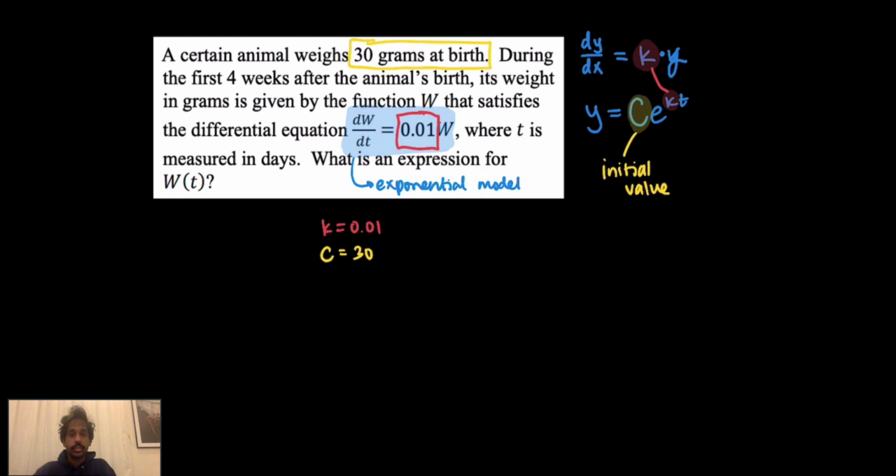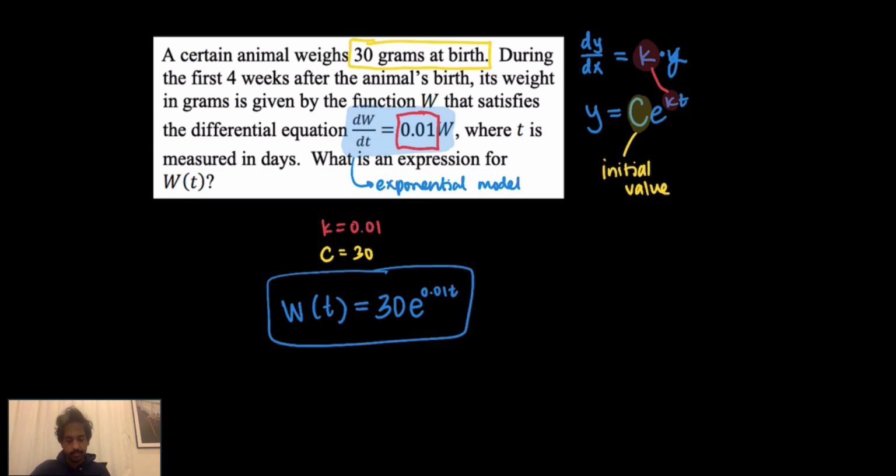So in the end, my function, w of t, I'll write this out in blue, w of t will equal c, which is 30, times e to the power of k, which is 0.01 t. And there is our final answer for the expression for w of t. We can use this to solve a ton of different problems, but right now we're just being asked to find the expression.